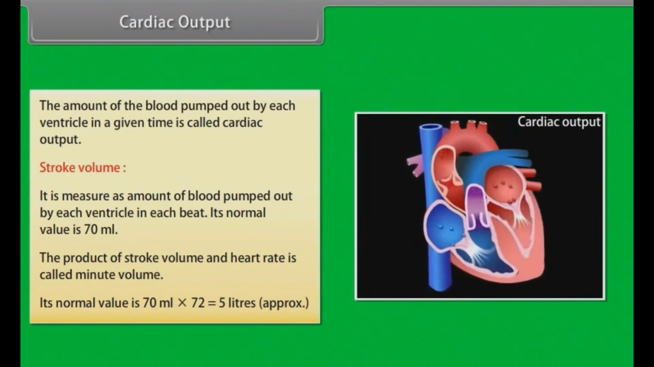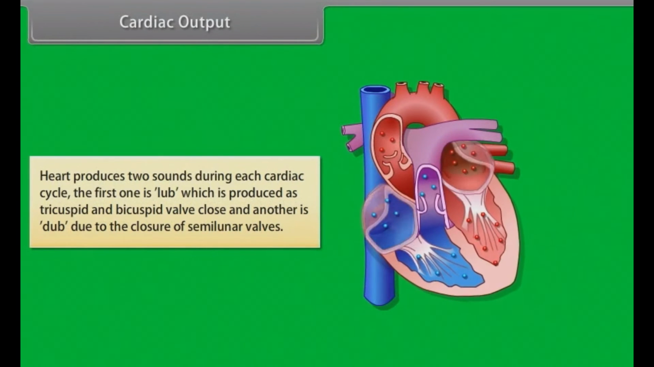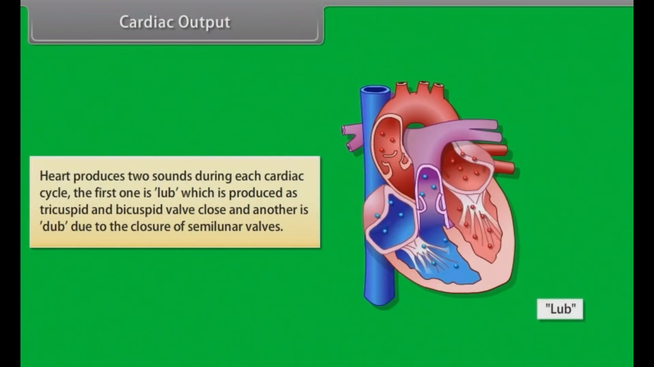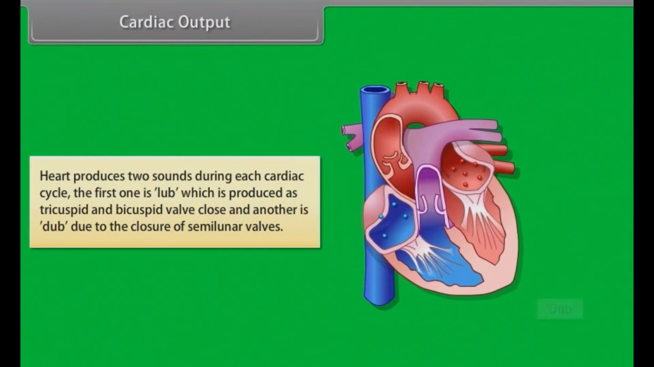The heart produces two sounds during each cardiac cycle. The first one is lub, which is produced as the tricuspid and bicuspid valves close, and the other is dub, due to the closure of the semilunar valves.